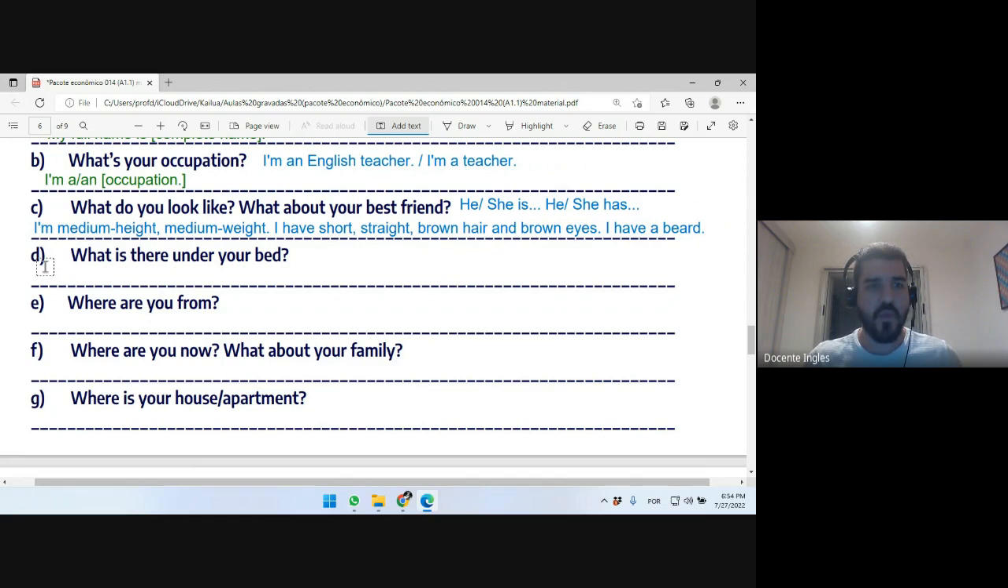Letter D. What is there under the bed? So there is, we use for existence. So what object or what objects exist under your bed? In my case, zero objects. There is nothing under my bed. So nothing, zero objects.